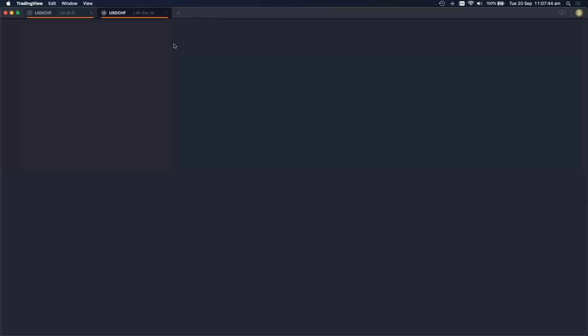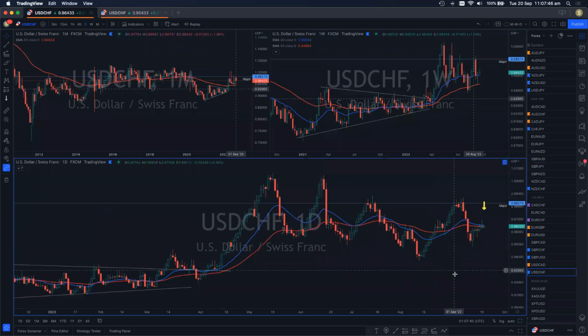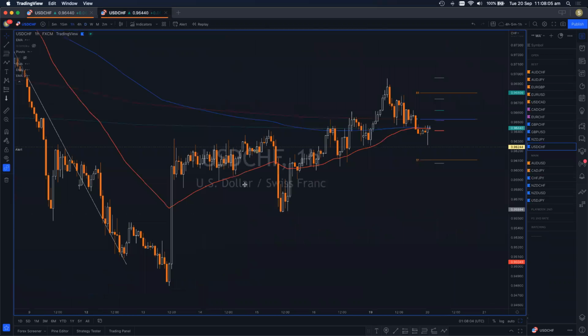Dollar Swiss. Yeah, kind of sideways, choppy, but we do have some nice trends in here. So we've got a big bearish trend here last week. Then pull back to the 1 hour 50. Nice high test. Looks like we could be going short there.